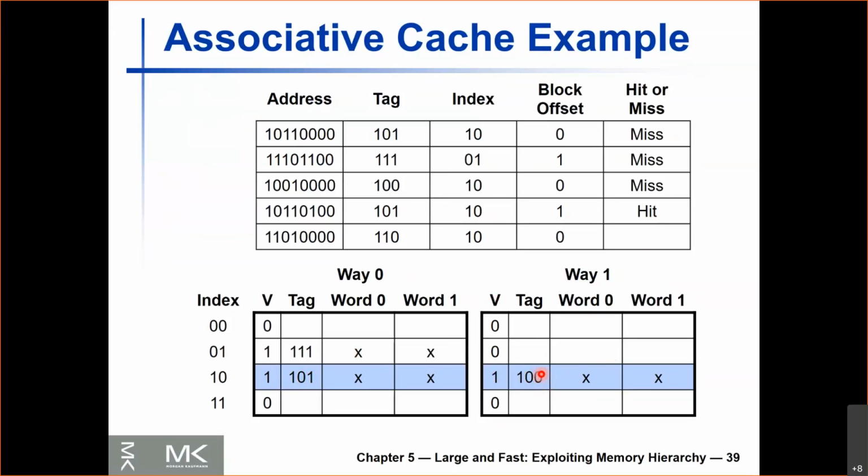with the tag 110. We're going to bring in the data, and then we're going to use our block offset to select the data that we want, which in this case is the data in word 0. Okay? Is this clear to everyone? Any questions?